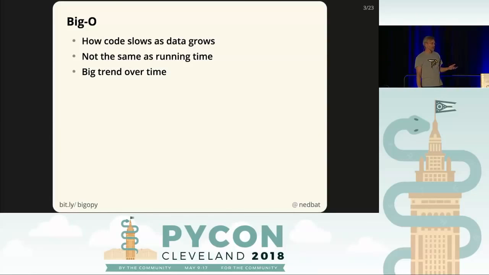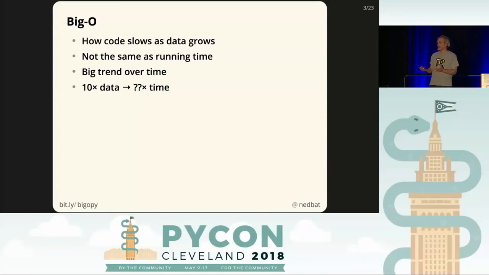And one very pragmatic way to think about this is, let's say you have a chunk of code, you give it a certain amount of data, it takes a certain amount of time. How much longer will it take to work on 10 times as much data? If I give it 10 times as much data, how much longer does it take? And you might think intuitively, well, it'll take 10 times as long, obviously. But that turns out not to be true.